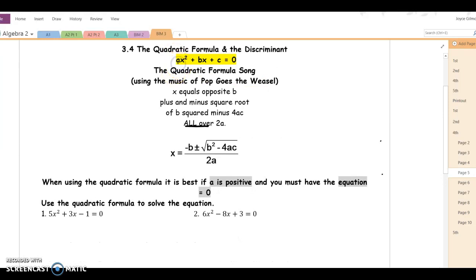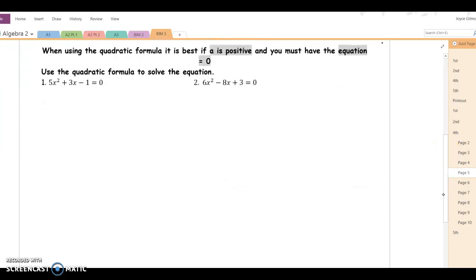A is always your number in front of x squared, b is always your number in front of x, and c is always the number by itself. In number 1, let's go through this process. First thing I'd like you to do is write down a is 5, b is 3, c is -1. Really, with the quadratic formula, you're just putting the right numbers in the right places. You're given the formula, you're given the numbers, plug it all in.